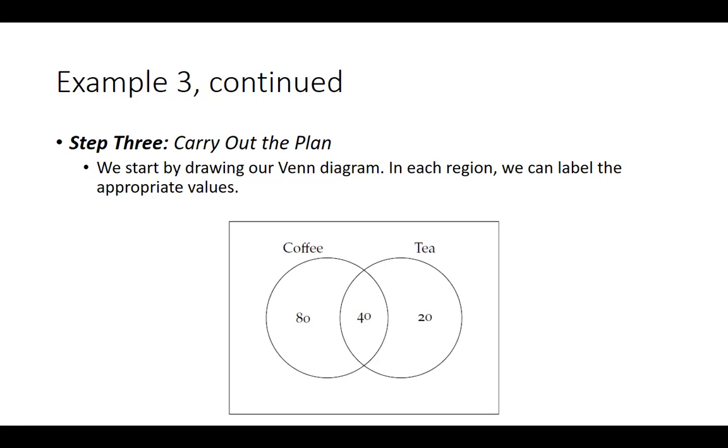We draw our coffee circle. We draw our tea circle. 80 drink coffee only. 20 drink tea only. 40 drink both coffee and tea.